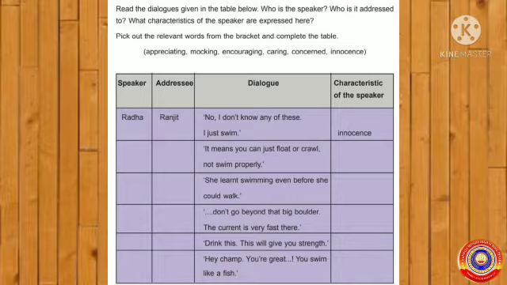Students, here you can see a table. It is divided into 4 columns. First column, speaker. Second column, addressee. Third column, dialogue. And fourth column, characteristic of the speaker. The dialogues are already given here. So you have to identify the speaker, addressee, and the characteristic of the speaker. First one is given for you. Read the dialogue given there.